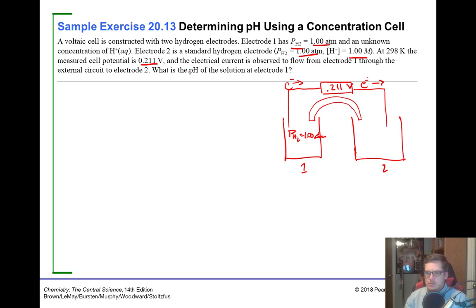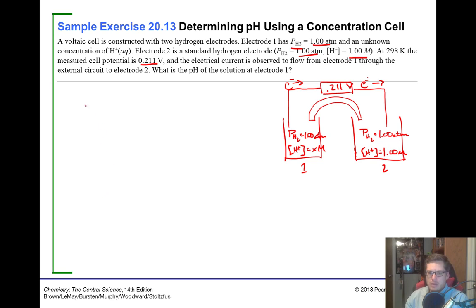And it says the electrons flow from 1 to 2. That's why I made the electrons go from the left to the right. And then the concentration of the H plus is unknown, so we'll call that X molar. And then on the other side, our partial pressure of our H2 is also equal to 1.00 atmospheres, and the concentration of the H plus is known, and that's equal to 1.00 molar. So that's where we're at so far.